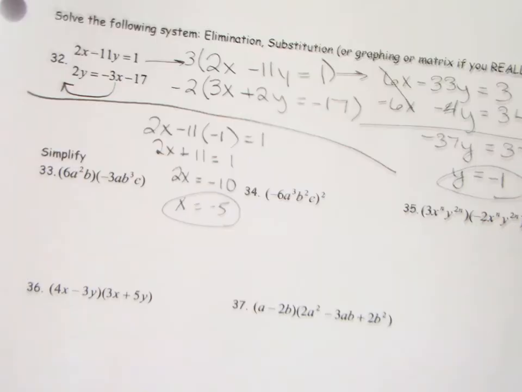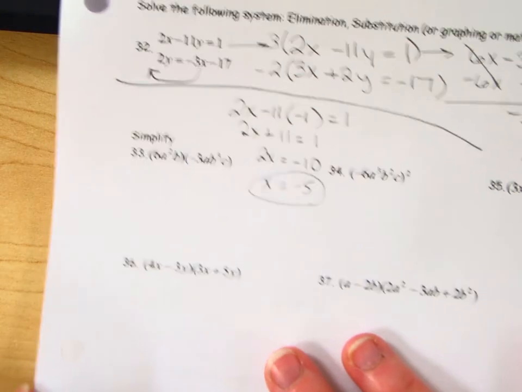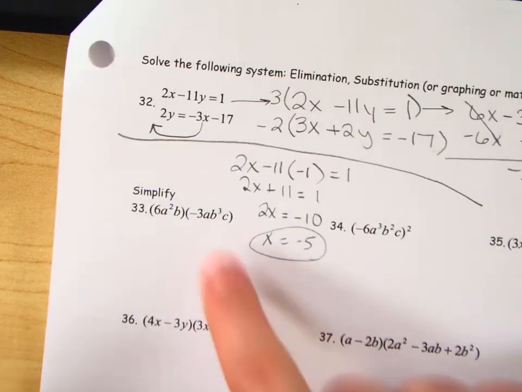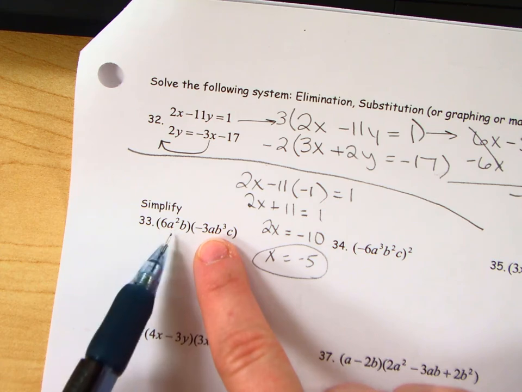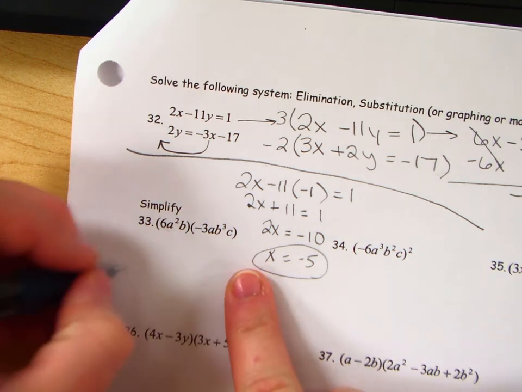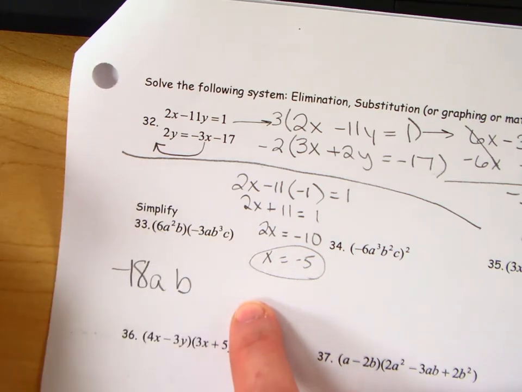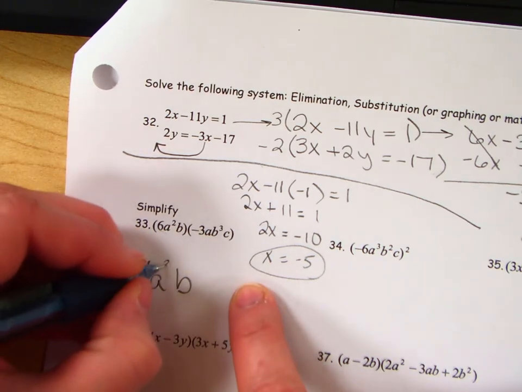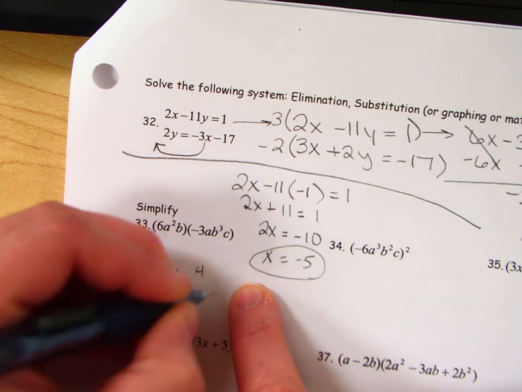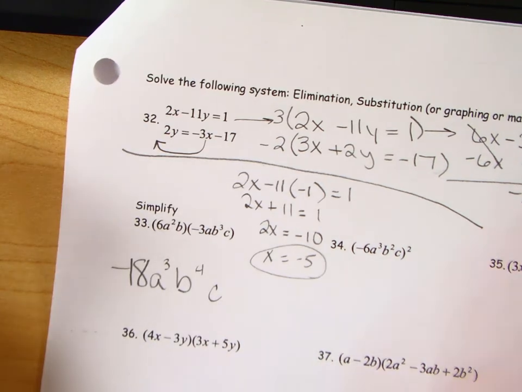Alright, let's move on to the next problems. When you have two things multiplied like this, see how there's no adding and subtracting? You just multiply your big numbers together, and for the a and b, you add your exponents. So I have a total of a to the third, b to the fourth, and oh, there's a c hanging out.